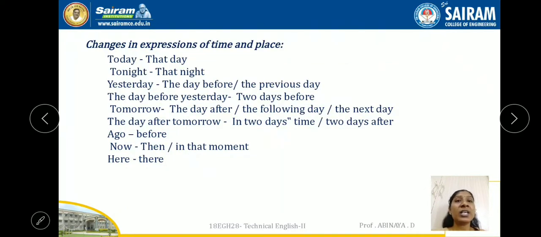Okay, and the next changes are expressions of time and place changes we have to do. Today has to change as that day, tonight as that night, yesterday as the day before, the day before yesterday as two days before, tomorrow as the day after or the following day or the next day, the day after tomorrow as in two days' time or two days after, ago has to change into before, now to then or at that moment, here to there. These changes also you have to do while converting direct speech to indirect speech.